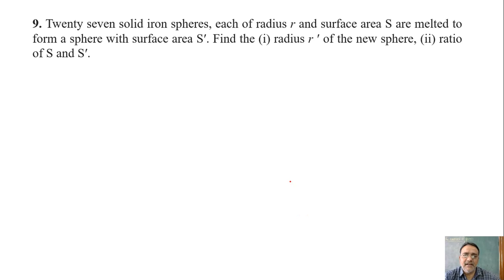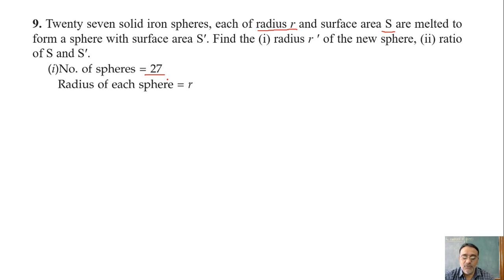27 solid iron spheres, each of radius r, small r, and surface area s, are melted to form a sphere with surface area s dash. We melt 27 small iron spheres to make a big sphere, so the volume will remain the same. Is that clear? Yes, sir. Their surface area and their shape will change, but the volume will remain the same. So let us start with the number of spheres is 27 and the radius of each sphere is small r.